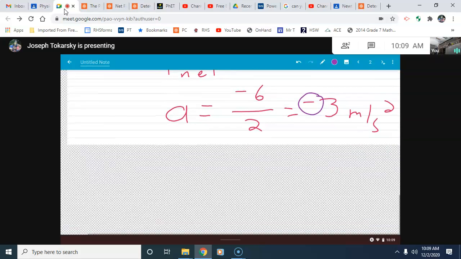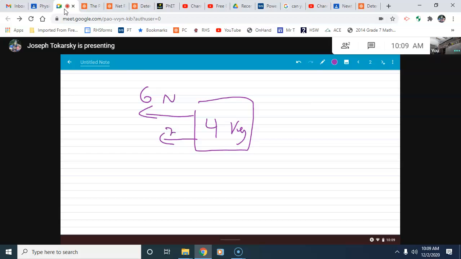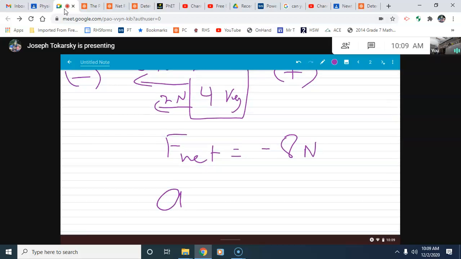And one more quick example, let's say we have a 4 kilogram object, and let's say both forces are this way. Let's say we have 6 newtons and 2 newtons to the left. Those are both negative, because that's the negative direction. This is still the positive direction, so F net is -8 newtons. And if we want the acceleration, we would take -8 divided by the mass 4 and get -2 meters per second squared. So hopefully that isn't that hard.